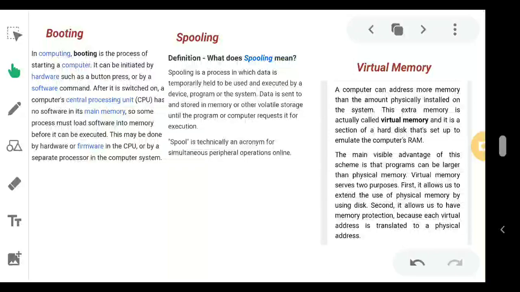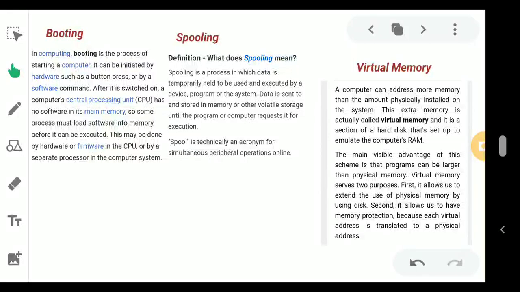So what does the booting procedure involve? We will learn that, and we will also learn about the different types of booting available. It is not only the starting of a computer that is known as booting; another type of booting is also available. Whatever procedure I describe is the general procedure of booting a system.